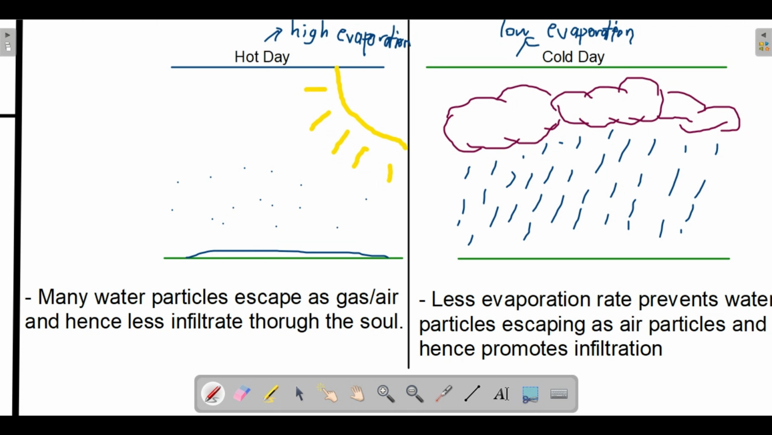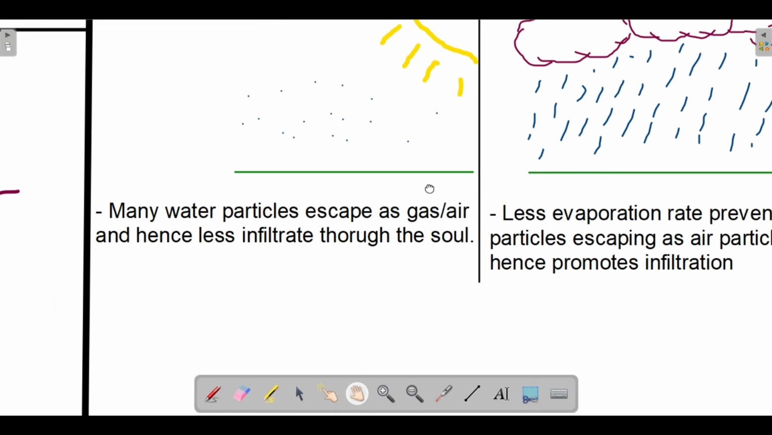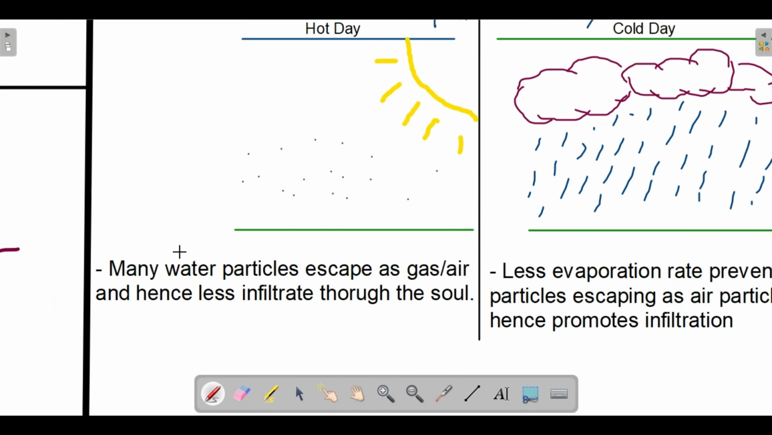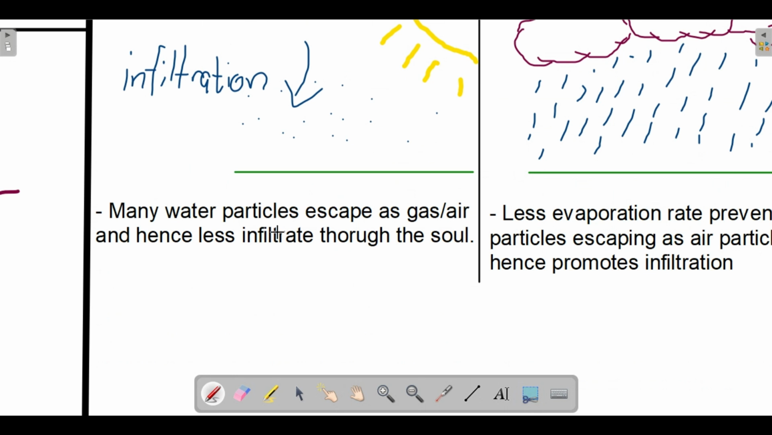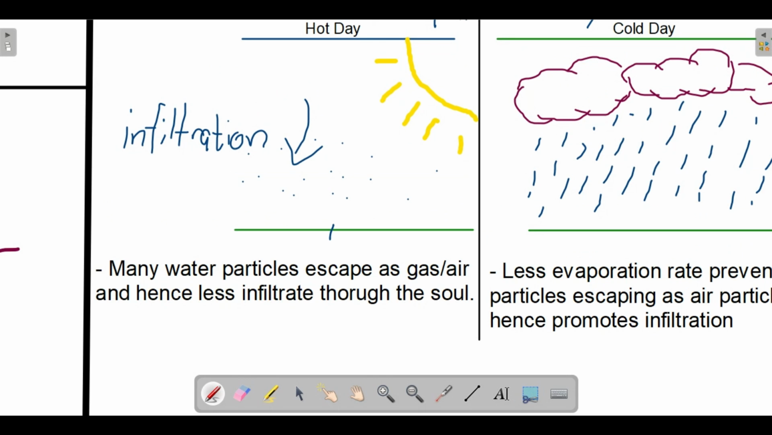Now, this means that you will not have a lot of water particles infiltrating because they have escaped, or they have transformed or been changed into gas molecules, right? And so we don't see a lot of infiltration that occurs when the evaporation rate is high. So infiltration decreases. It is not promoted, right? So many water particles escape as gas or air molecules, and hence less infiltrate through the soil. Okay, in order for water to infiltrate through the soil, it has to be liquid, guys. If it is not liquid, then it cannot enter through the soil, right?